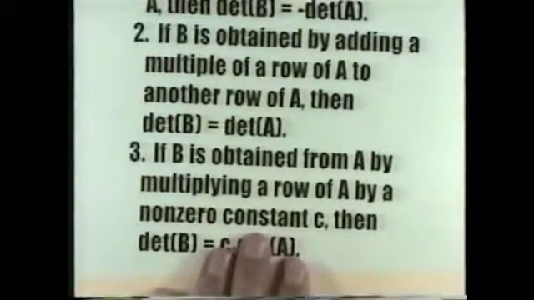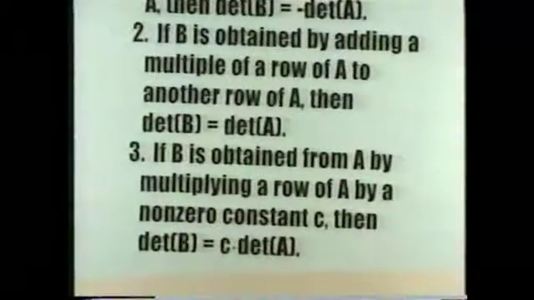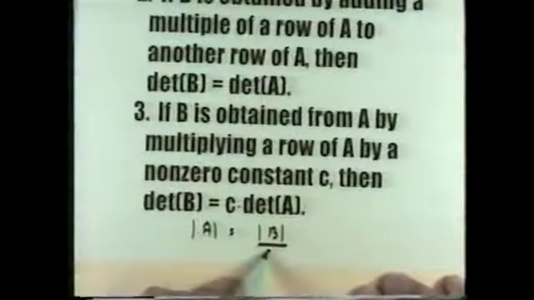If B is obtained from A by multiplying a row of A by a non-zero constant C, then the determinant of B is equal to C times the determinant of A. Since we would usually be interested in getting the determinant of A, the determinant of A will equal the determinant of B divided by C, because we'll evaluate B to get A. So once we evaluate B, we would have to divide by C to get the determinant of A.